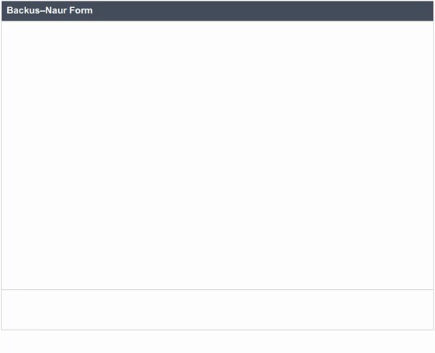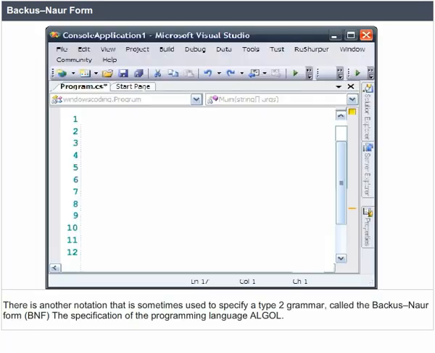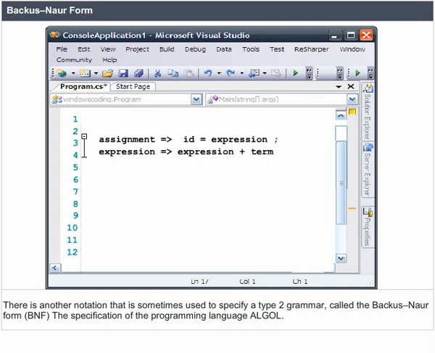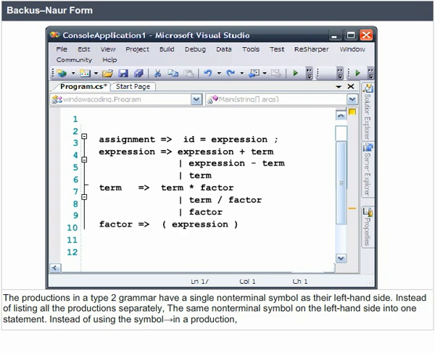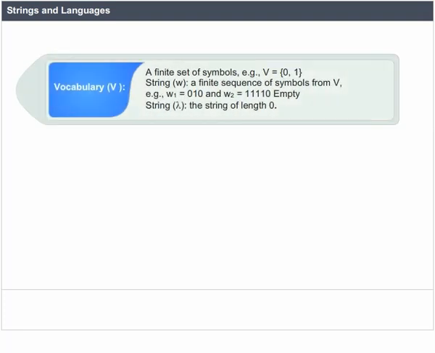Backus-Naur form. There is another notation that is sometimes used to specify a type 2 grammar, called the Backus-Naur form, BNF. It was used in the specification of the programming language ALGOL. The productions in a type 2 grammar have a single non-terminal symbol as the left-hand side. Instead of listing all the productions separately, productions with the same non-terminal symbol on the left-hand side are combined into one statement.